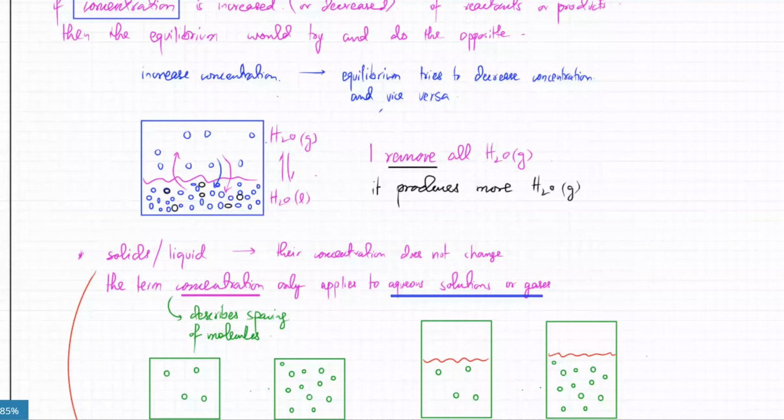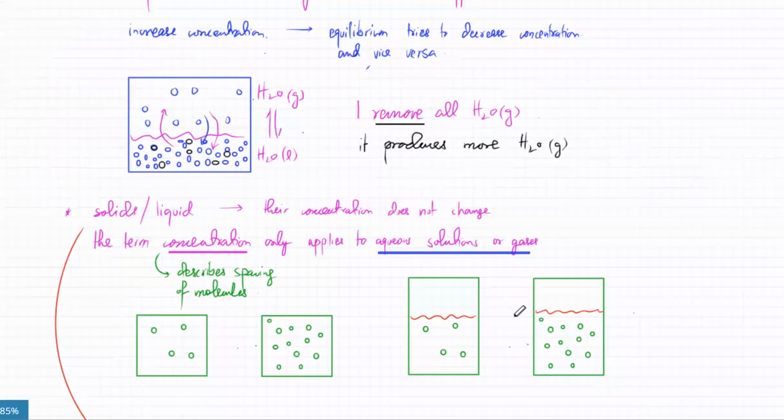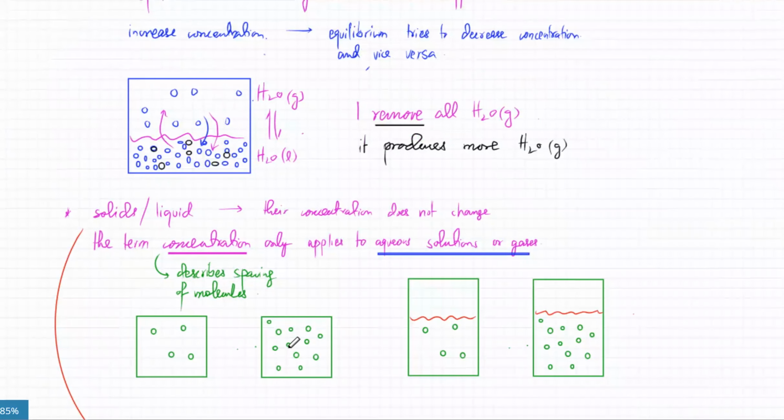But remember, this applies to concentration only. And concentration is a term that's only used for aqueous solutions or gases. You can't increase or decrease the concentration of a solid. So remember that, okay, for solids, the concentration is always taken as a constant. The concentration describes the spacing of molecules, like how far apart or how close together they are, whether it's a solution or whether it's a gas.